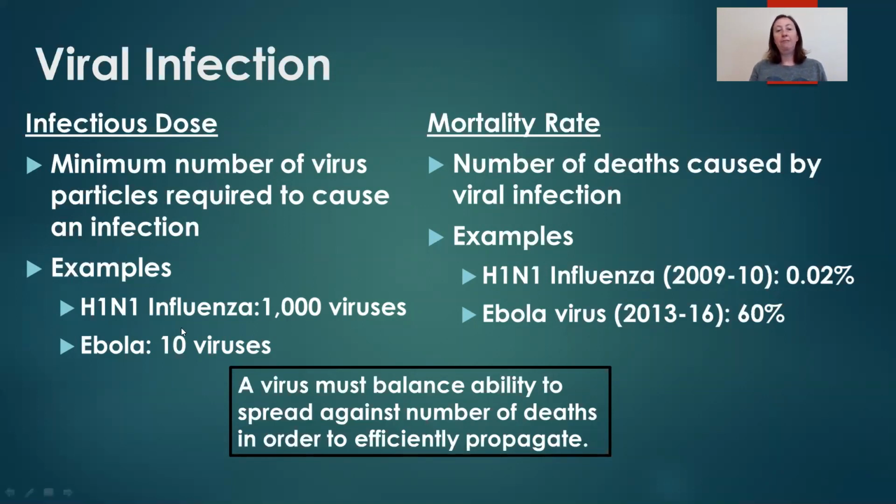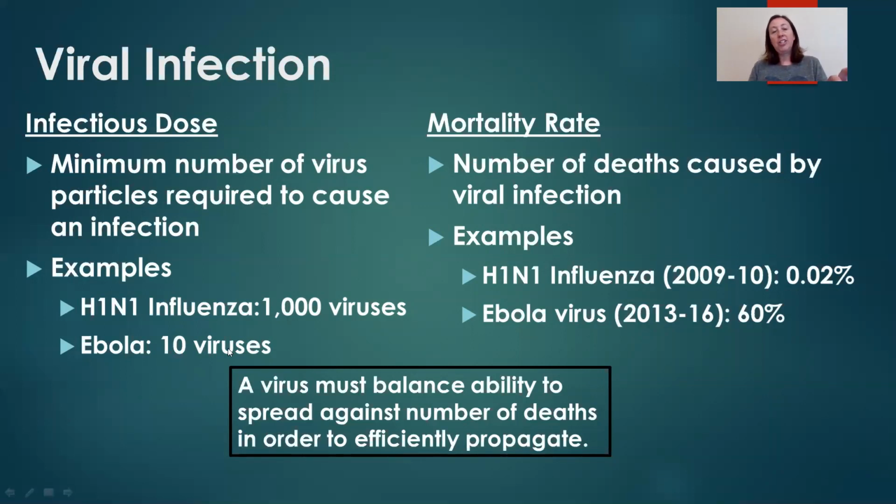So for example, influenza has about 1,000 viruses that are required to create an infection. You can get 1,000 viruses by walking through someone's sneeze cloud, by being coughed on, by sneezing into your hand, you're dripping with saliva, and then you touch things, okay? Other viruses like Ebola only have an infectious dose of 10 viruses. 10 viruses are not very much, and that is a reason why Ebola tends to be highly contagious, because it just doesn't take many viruses to go from one person to the next.